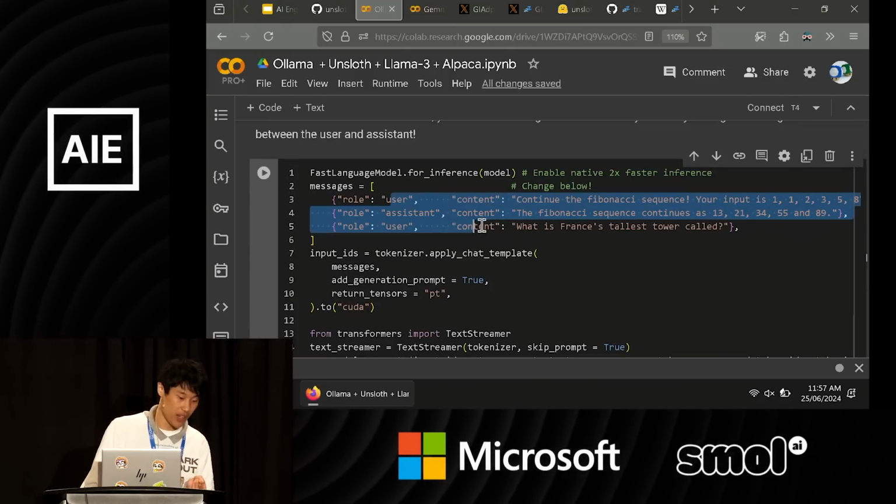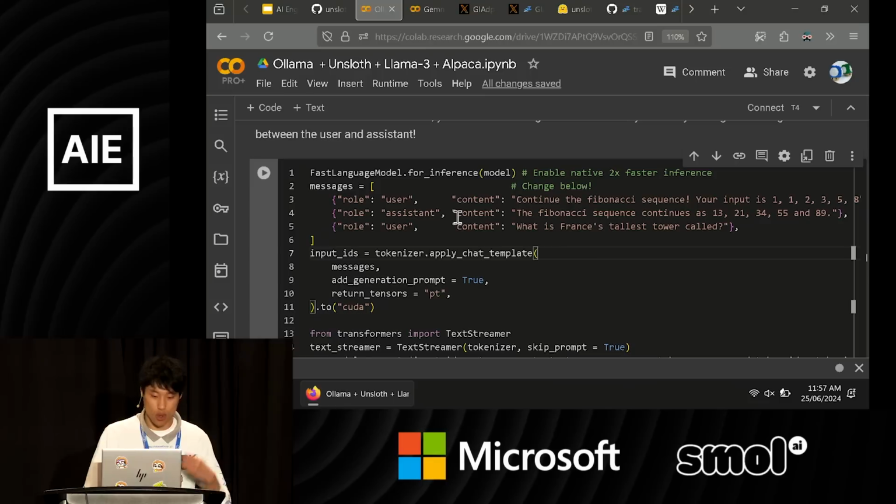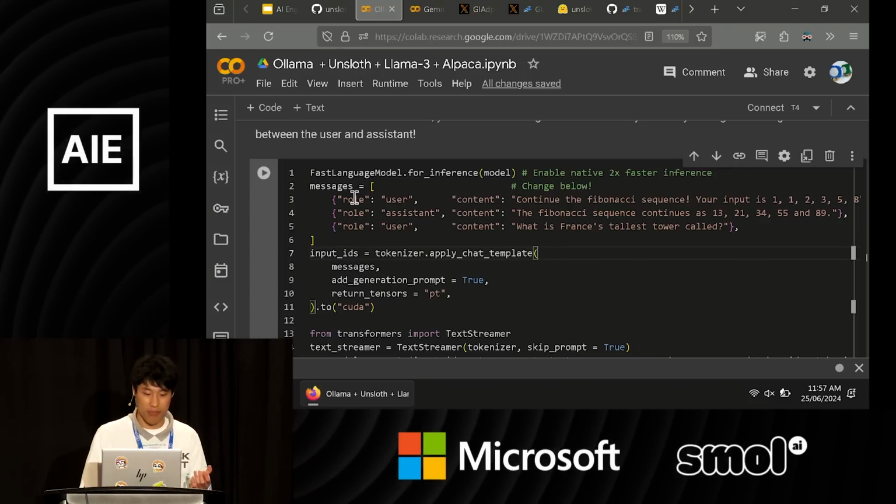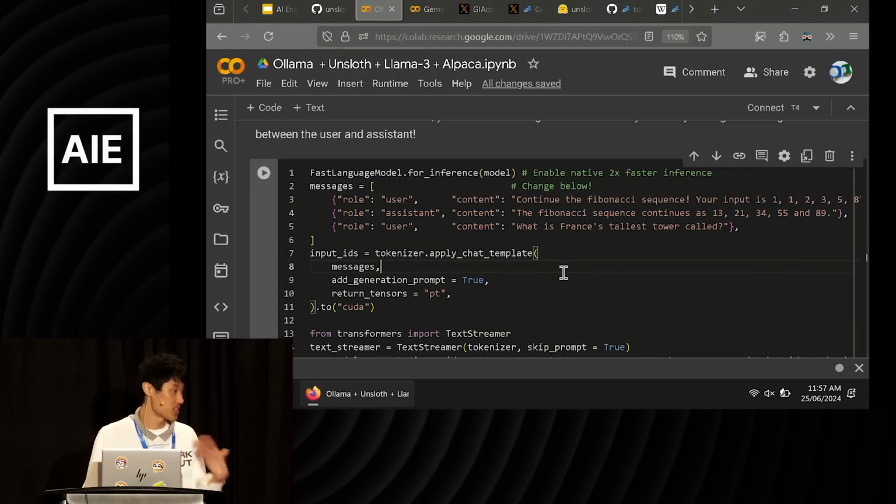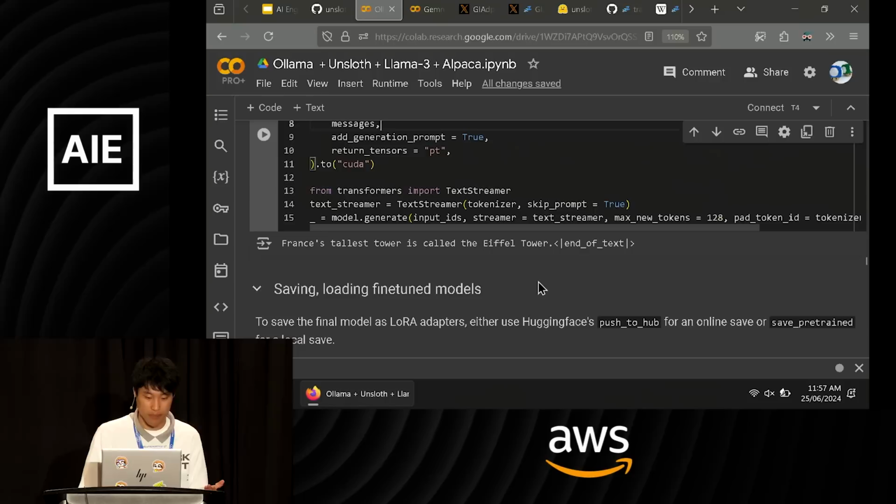And because it's a chat template, you can shove multiple messages into the model. So this becomes a ChatGPT for you. This is a customized ChatGPT that you can use.